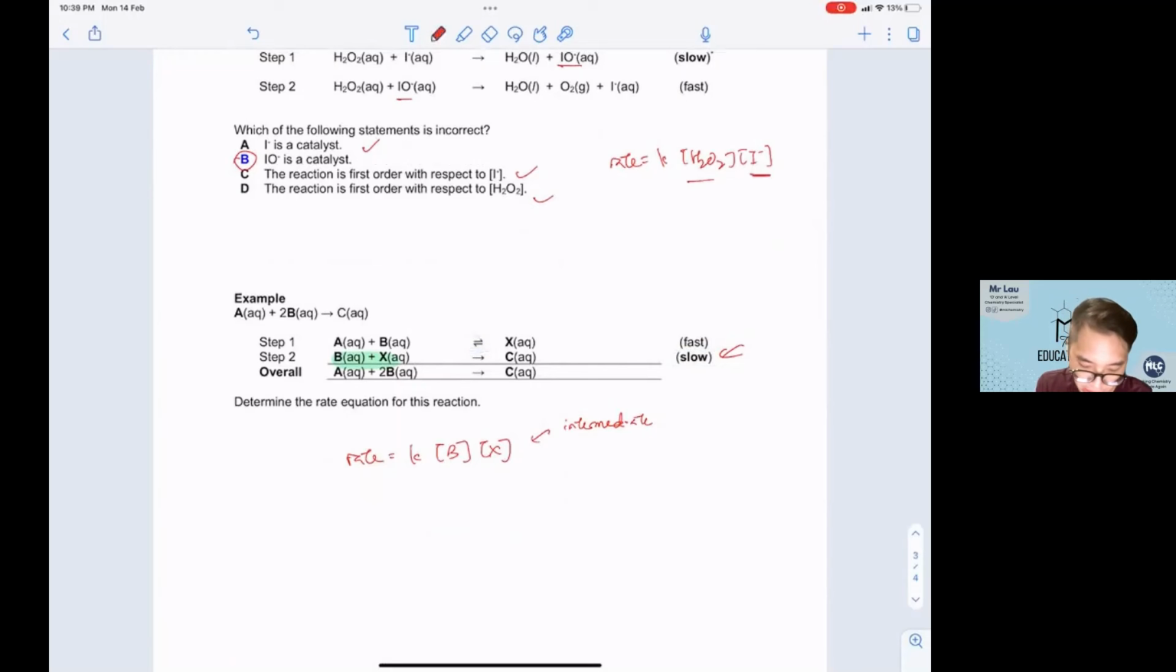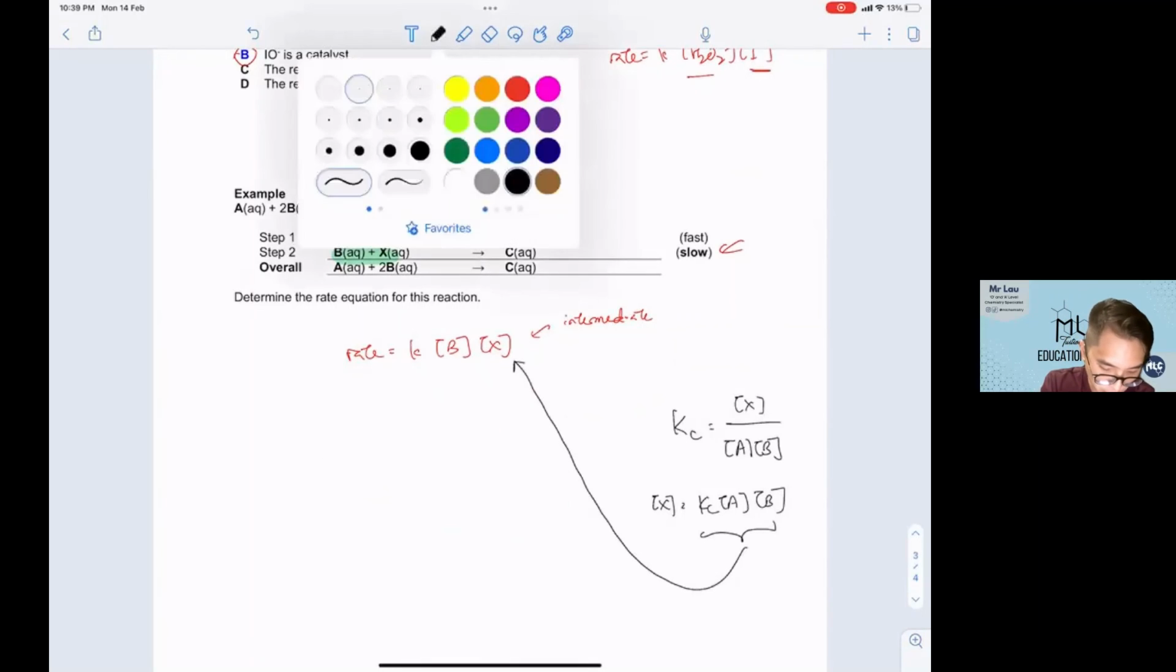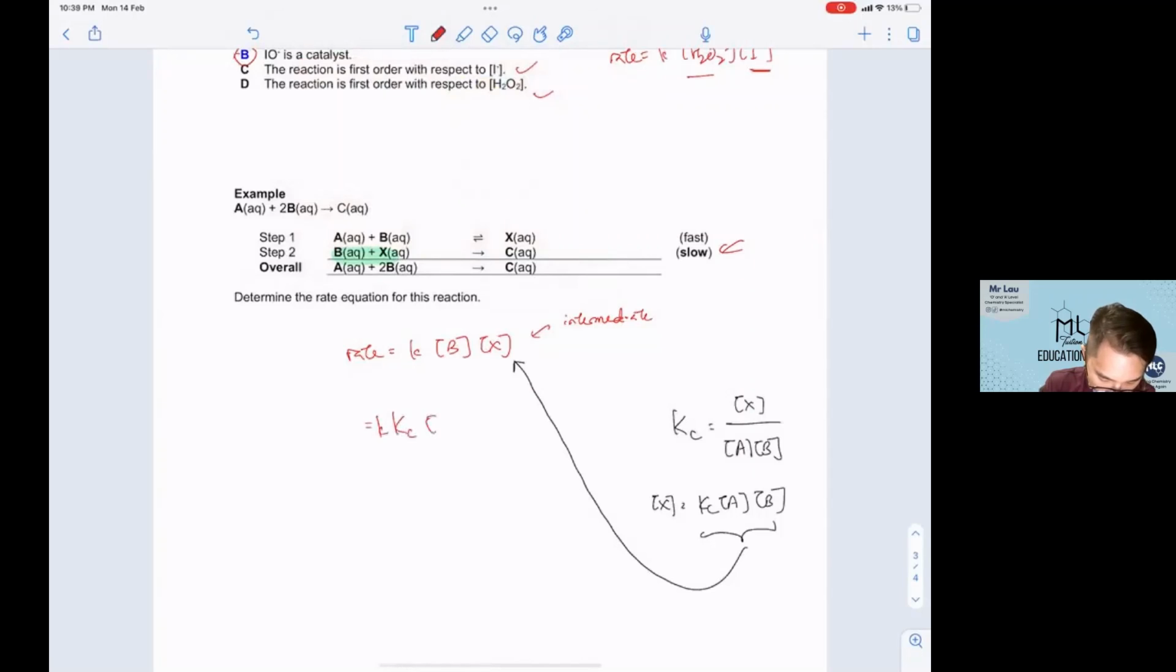We can represent it with a Kc expression, the equilibrium constant. So the first step can be rewritten as Kc equals [X] over the product of the reactants [A][B]. And therefore [X] will be equal to Kc[A][B]. Once you know this, you can replace this with the X. So this will be equal to k Kc[B][A][B]. If you simplify it, this will be the new rate constant k', [B]^2[A]. And this is how you determine the rate equation where your second step is the slow step.